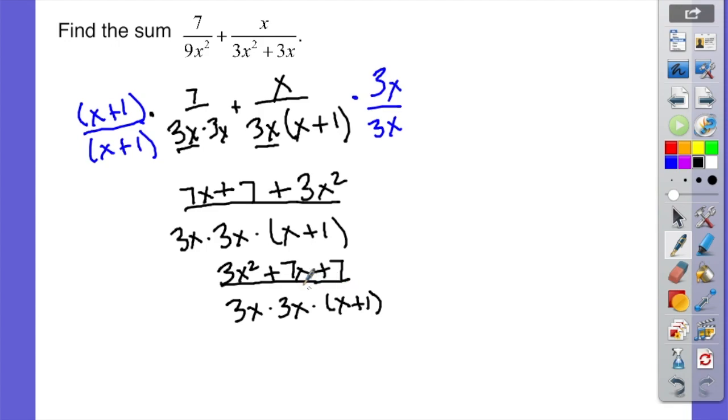So now let me think. Can I factor this? Let's see. I'm going to say no, but I'm going to check. 21 and 7. 3 and 7. Will I get 7? Nope. Cannot factor it. At this point, we're not going to factor it. So that is going to be our final answer.